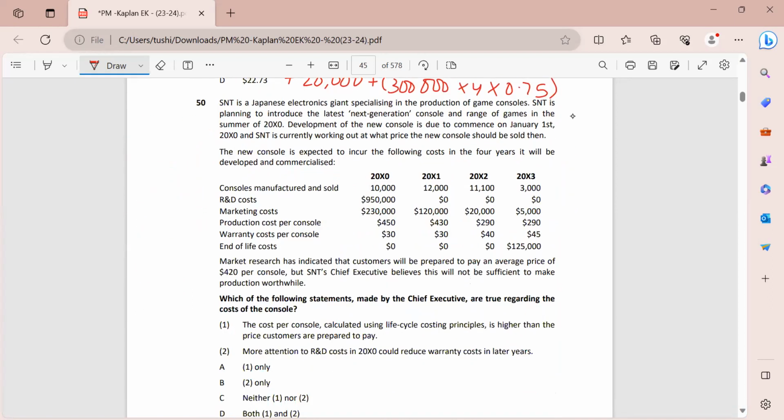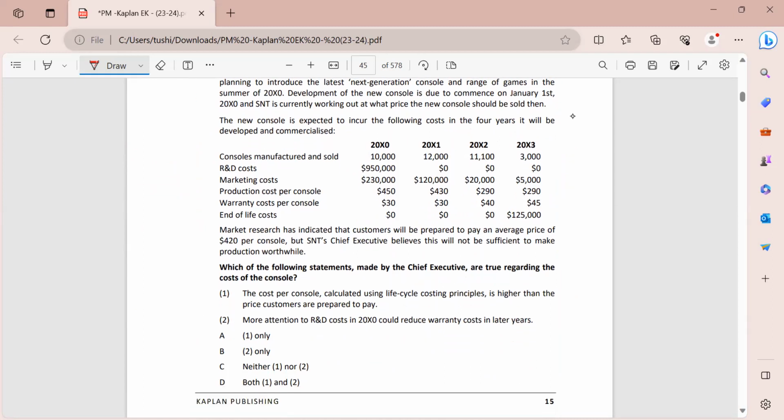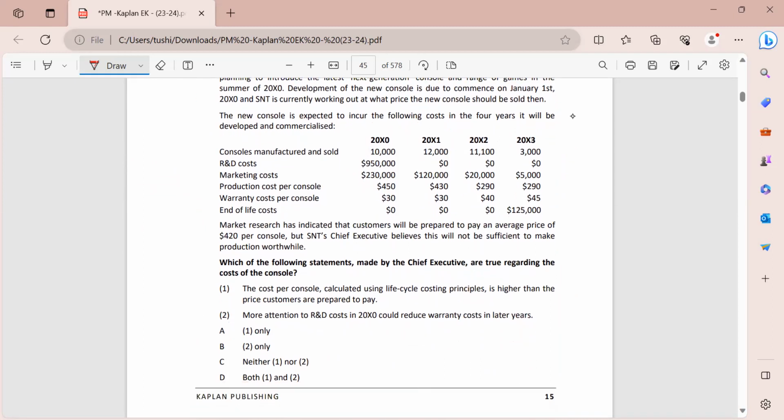Moving on to the 50th question. S&T is a Japanese electronics giant specializing in the production of game consoles. So this is a very big case study. Which of the following statements made by the chief executive are true regarding the costs? So let's have a look.